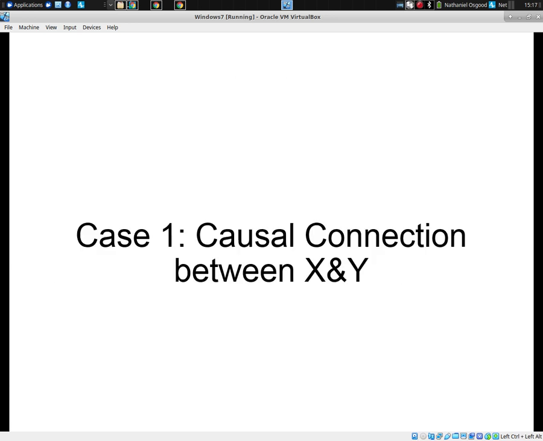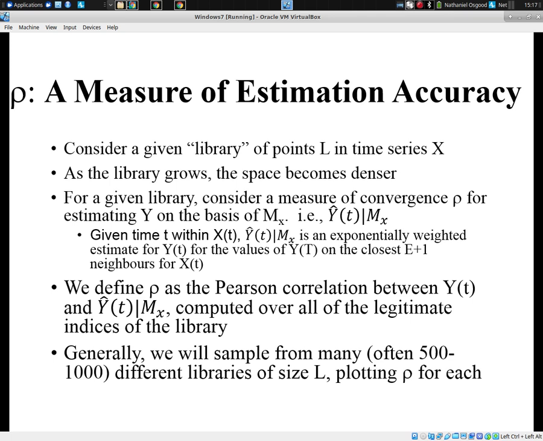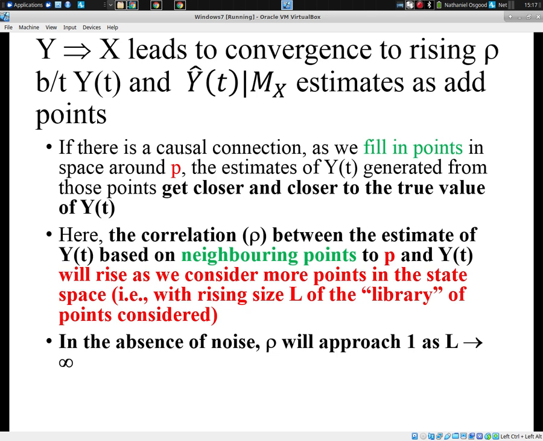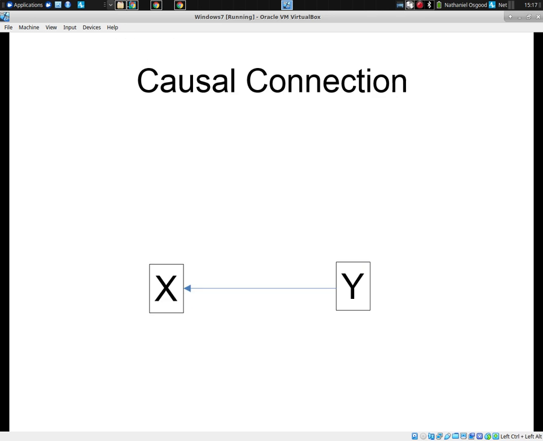Yes? So I know that rho expresses the strength of the relationship, but when you were explaining, you said it's showing the similarities between y and y in the manifold. So similarities means like how close they are in the state space.